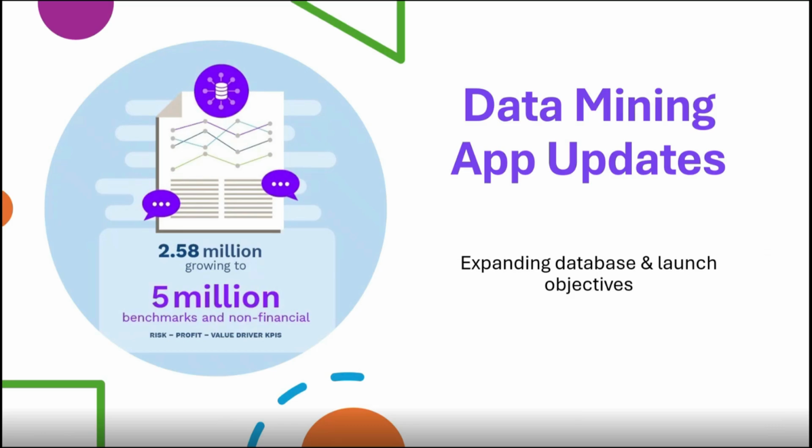As we've talked about throughout the CGT reform session, the data mining app data, benchmarks and reporting can be used to validate all assumptions with independent comparable data. It is the only source of non-financial KPI data, and as we said, it goes to about 5 million, hopefully by the end of December 2026. But not only can it support your valuation assumptions, it can also be used for improvement planning. So let's have a look at some of the new resources from the data mining app.